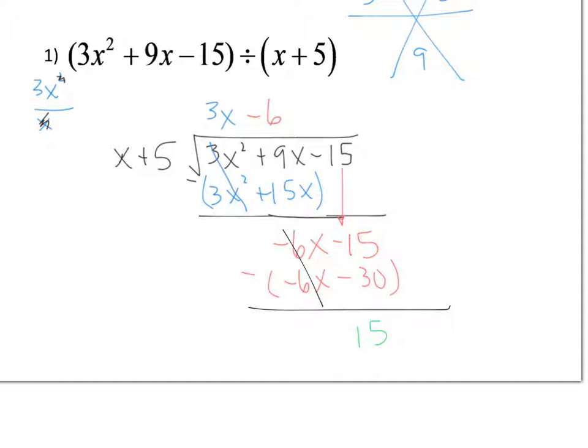And now I have nothing left to bring down from that dividend. So this is my remainder. And x plus 5 can't go into 15 evenly because x can't go into 15. So I would write my remainder as 15 over x plus 5. And that would be my final answer.